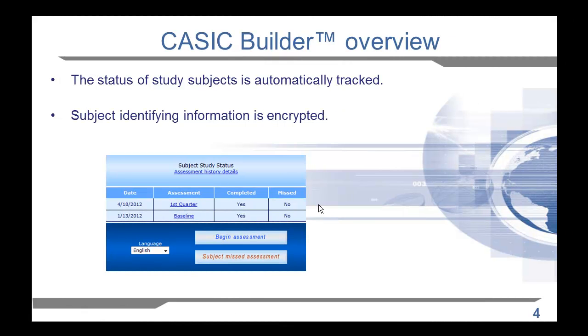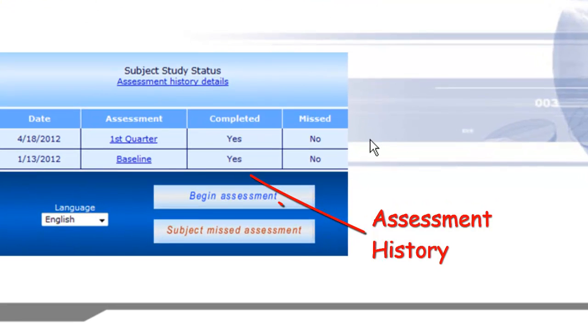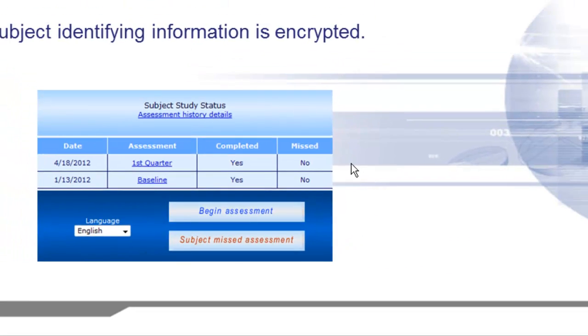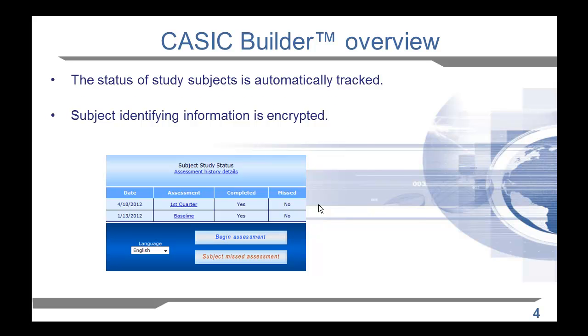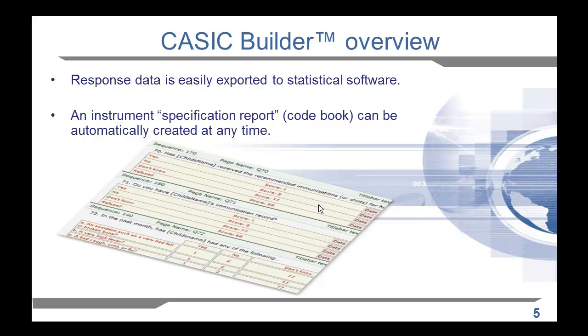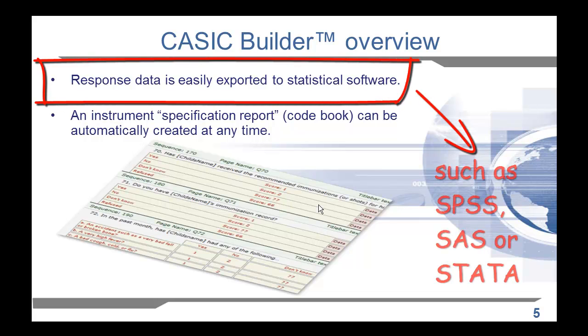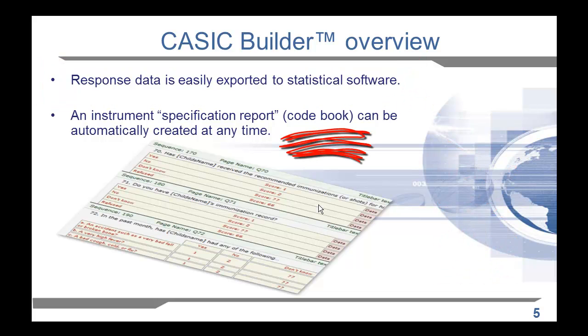Studies can benefit from the software's automatic subject tracking. When a new assessment begins, a summary of the subject's history is reported. Subject identifying information is encrypted when stored in the database. This protects the privacy of human study subjects, an important consideration in today's research in healthcare. Collected data can be accessed directly from the database or use the software's built-in export capability to move the data to another application. Shown here is an example specification report, often called a codebook, which can be generated on demand.